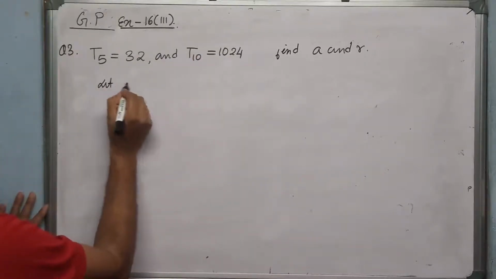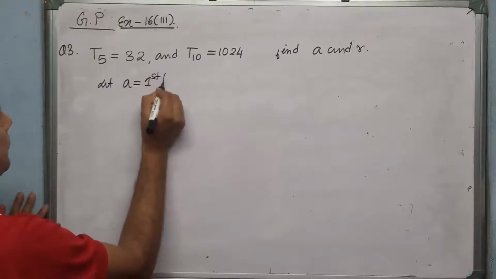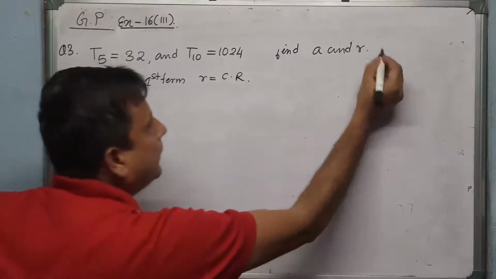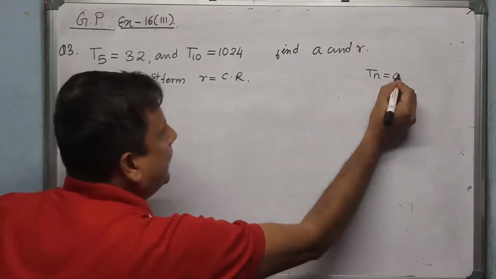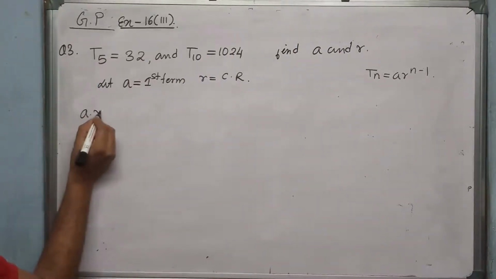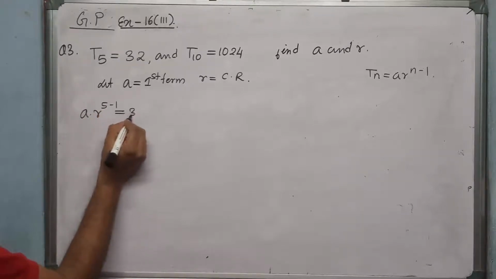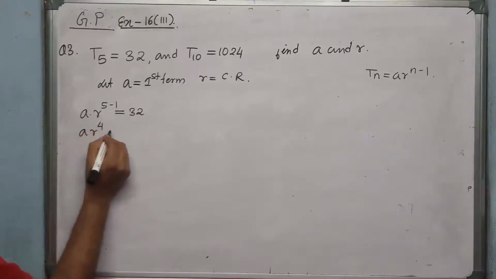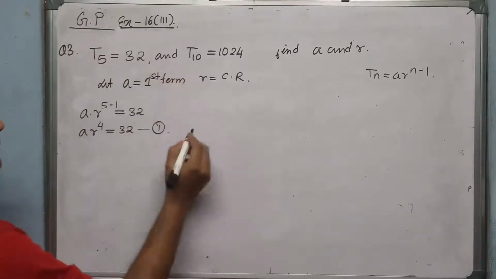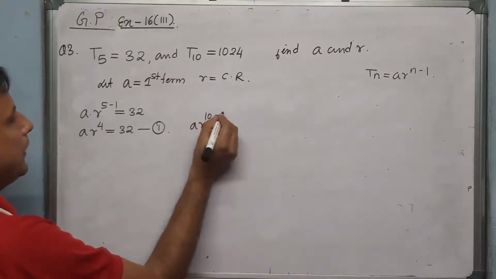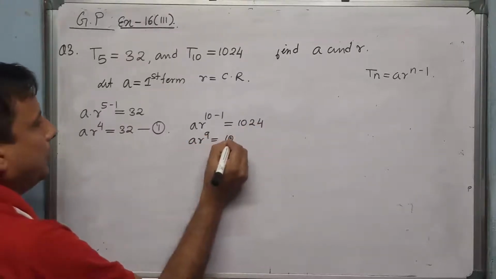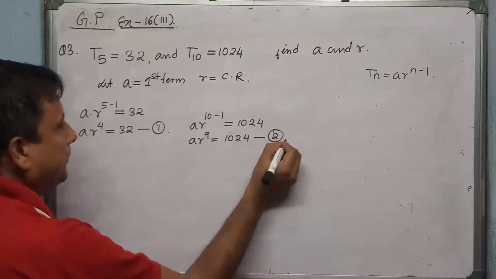Now let A be the first term and R be the common ratio. For T5, again we are going to use the formula Tn is equal to A r to the power n minus 1. Now n is 5 over here. Then A into r to the power 5 minus 1 is equal to 32. A r to the power 4 is equal to 32. Let it be equation number 1. Then the 10th term: A r to the power 10 minus 1 is equal to 1024. Then A r to the power 9 is equal to 1024. Let it be equation number 2.